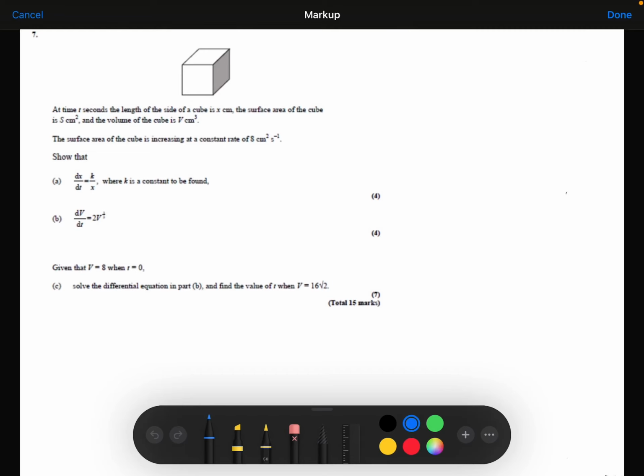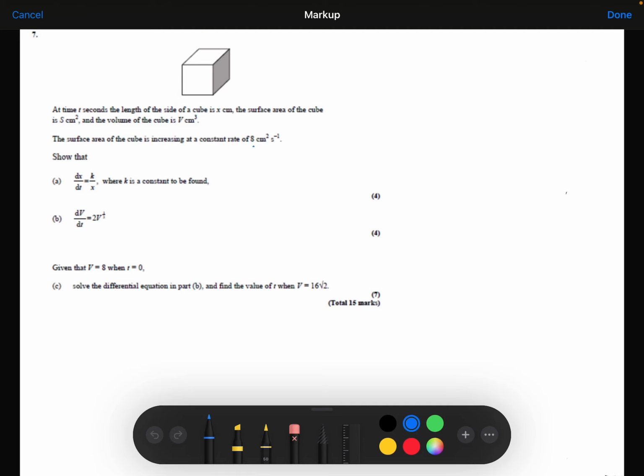At time t seconds, the length of the side of a cube is x centimetres. The surface area of the cube is s centimetres squared, and the volume is v centimetres cubed. The surface area of the cube is increasing at a constant rate of 8 centimetres squared per second. We need to show that dx by dt is equal to k over x.